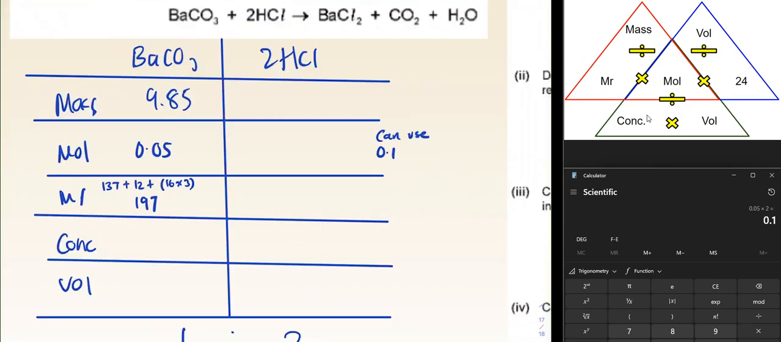We've got 250 over 1,000 because we have to put it into decimeters cubed. So that's 250 divided by 1,000. That gives us 0.25 decimeters cubed. Our concentration was 1 mole per decimeter cubed. So we do 0.25 times 1 gives us 0.25. So we had 0.25, but we can use 0.1. Now we can go back to our questions because I think we've got all of the answers.